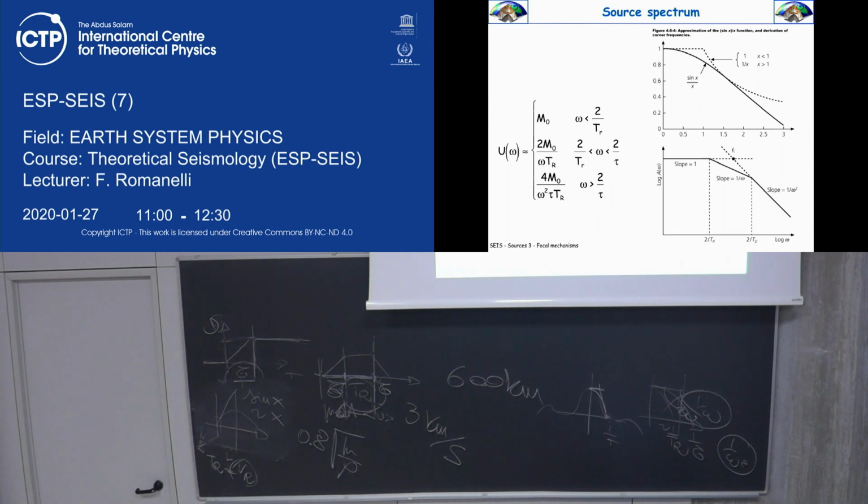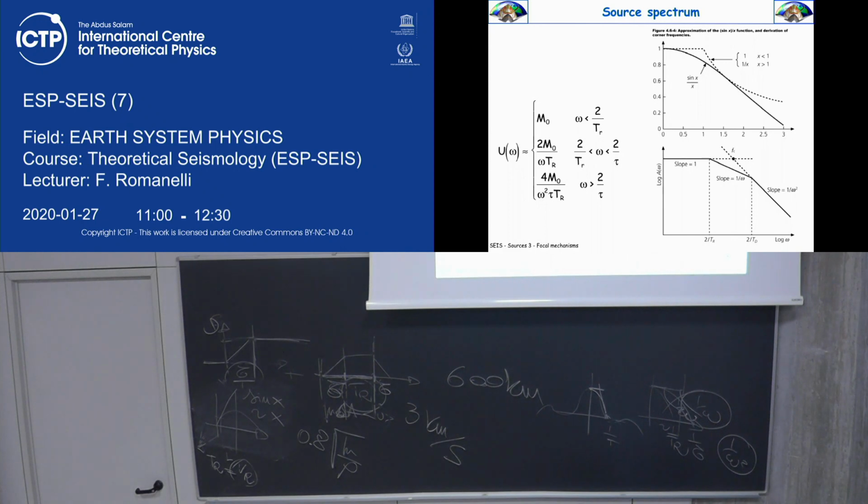This is one of the most important slides of this course, because on the left you see the expression for M0 for frequencies less than something as 1 over TR, 1 over omega for the frequencies between 2 over TR and 2 over rise time, and then omega squared. This is called the omega square model for the source. It was first released by Jim Brune at the end of the 60s, and is still one of the most adopted in theoretical and empirical seismology.